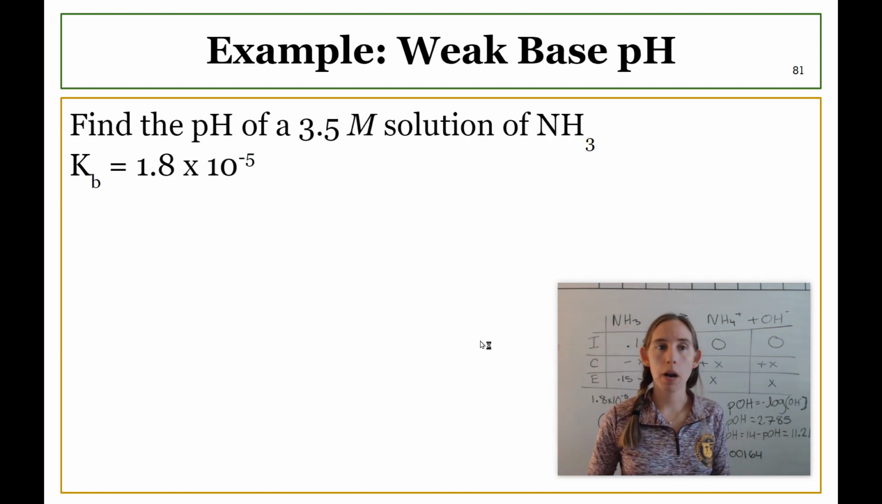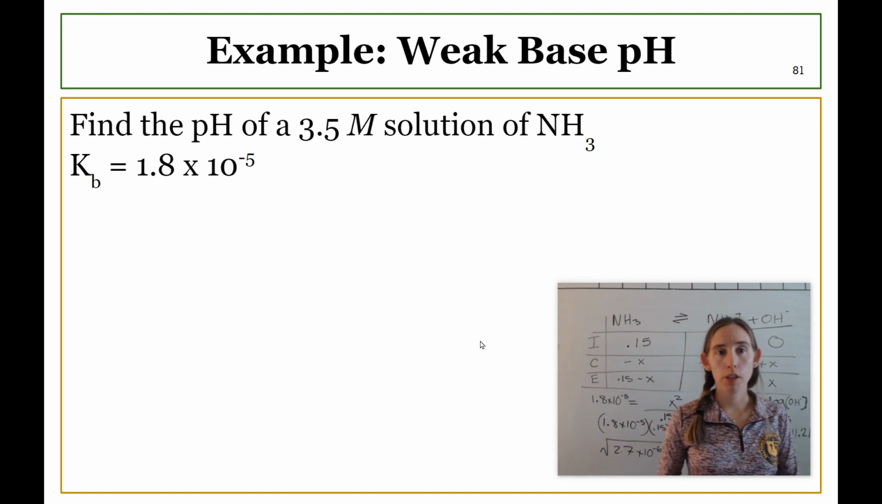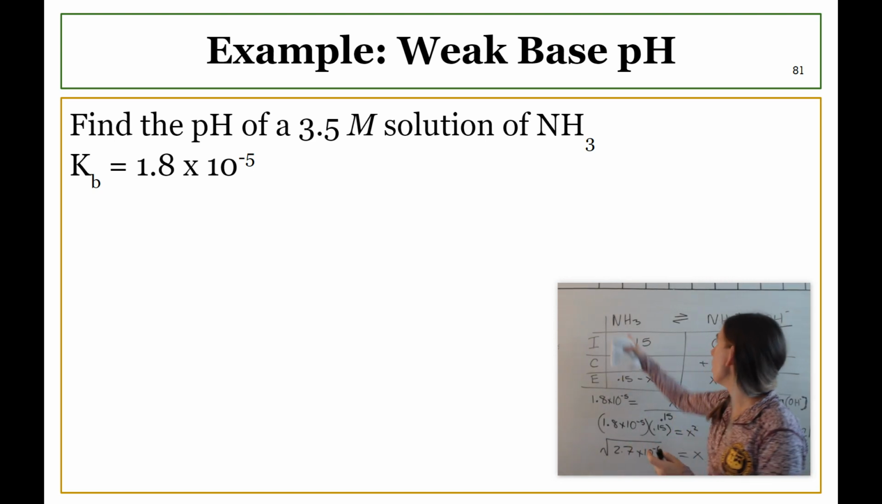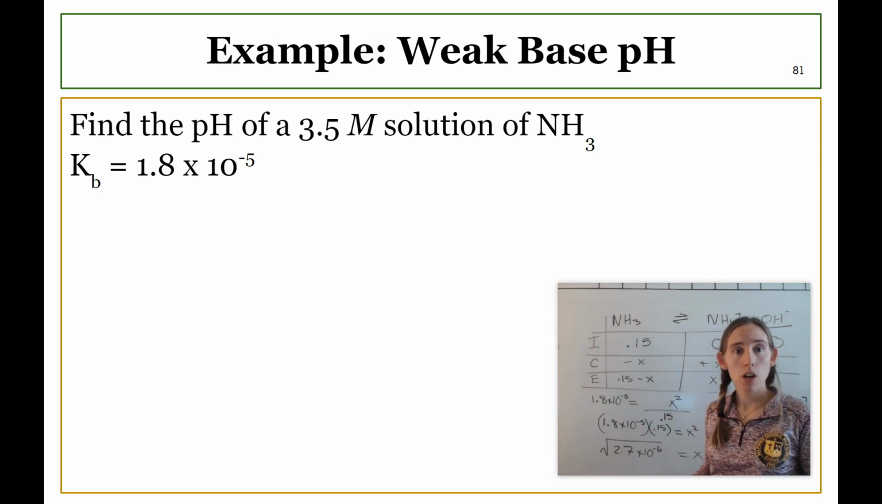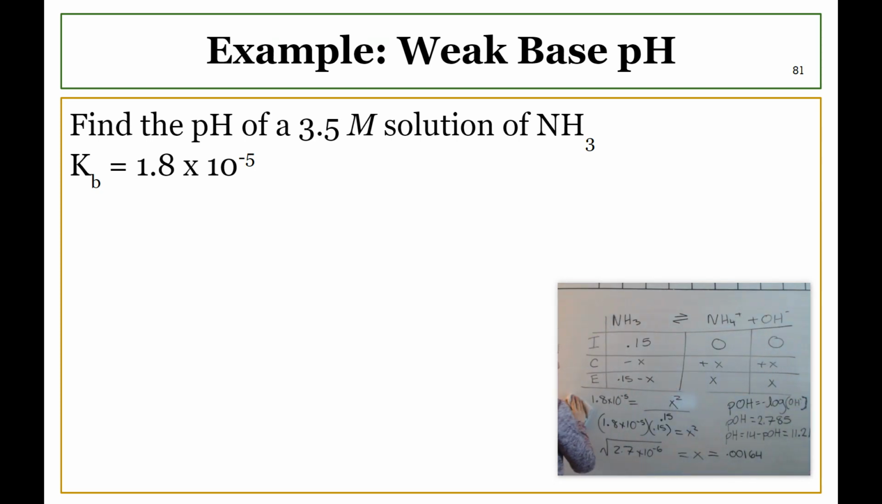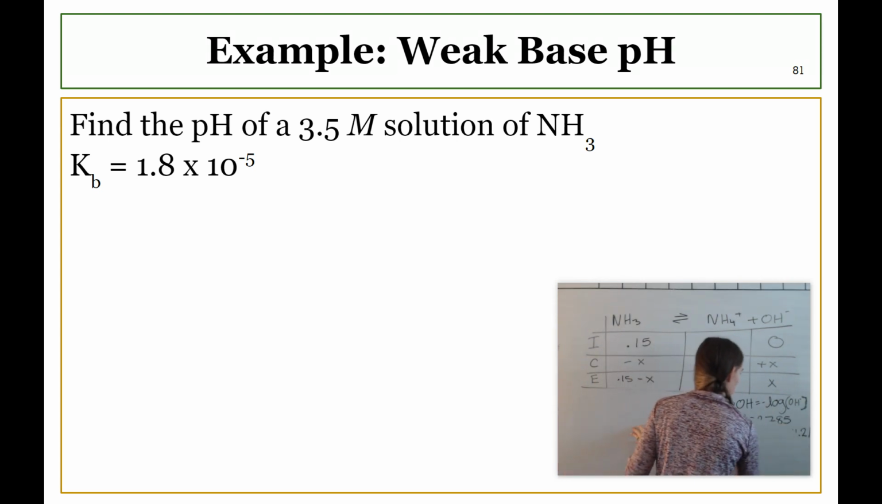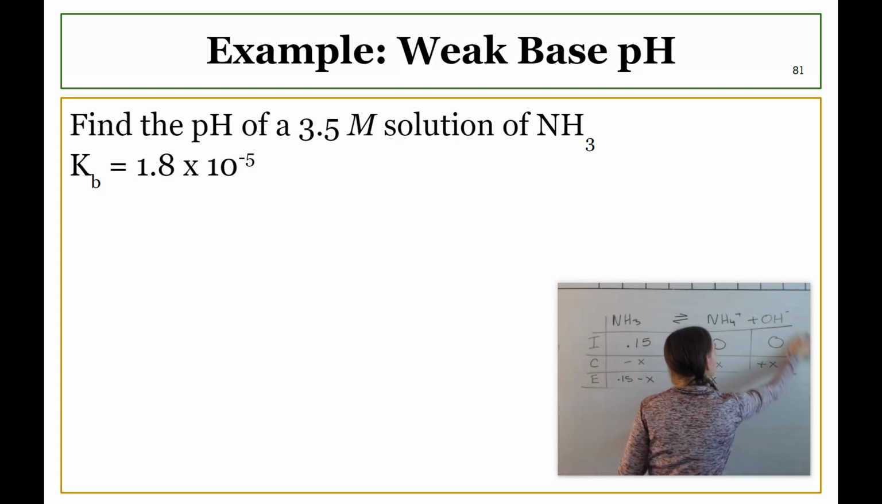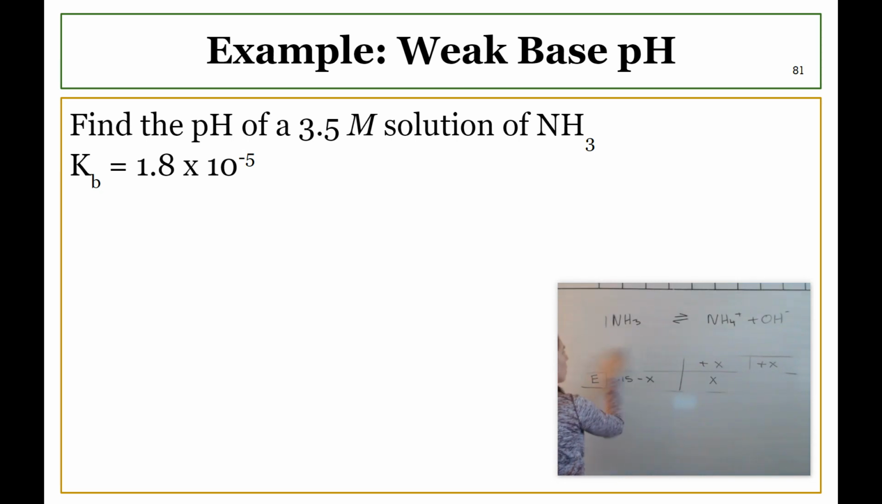All right, let's do this problem. Find the pH of a 3.5 molarity solution of ammonia. So we have the same chemical equation, in fact, we just have a different concentration of it. We're not going to use our ICE table because we really don't need it. We're going to make this a lot simpler by just using our general equation. I'll keep our chemical reaction up there. We can add water just to keep it nice.